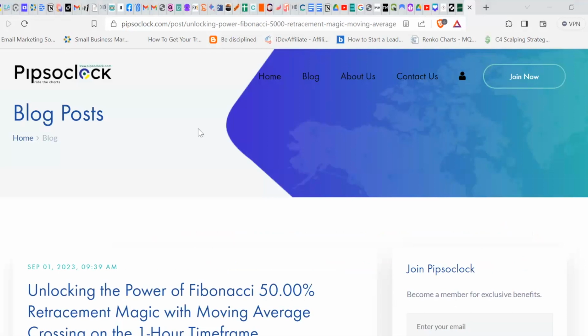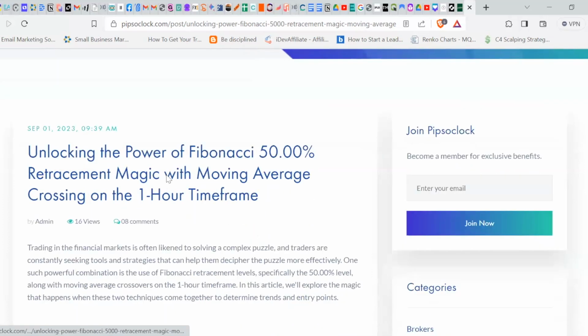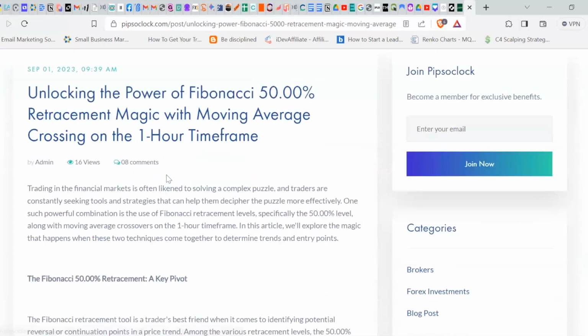Now, there's a title there: Unlocking the Power of Fibonacci 50% Retracement Magic with Moving Average Crossing on the 1 hour time frame. I've not made a post on Fibonacci since we began to prepare for this webinar, so I had to drop this one this morning. Take your time and go back to the blog and study it.